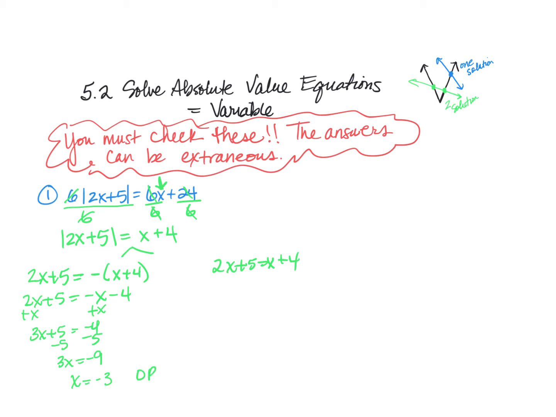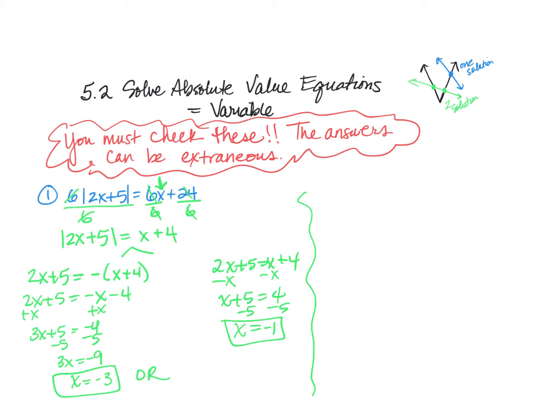All right, or let's find the other solution. So I'm going to come over here. I'm going to subtract x from both sides, and I have x plus 5 equals 4. Subtract 5 from both sides, and I have x equals negative 1. So I have two solutions, negative 3 and negative 1. I need to check to see if both are good solutions, so I'm going to check them.